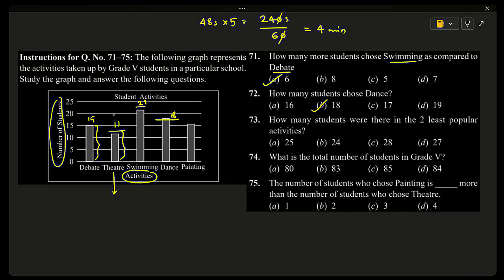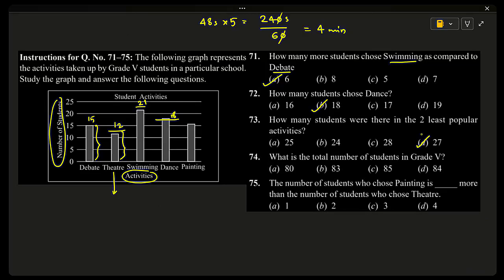They're asking for the sum of these two, 15 and 11 together. How many students were there in the two least? 15 and 12.5. I think if you take 11, is this the better approximation or 12? 10 is here, 11, 12. That means they're considering this as 12. 15 and 12 is 27.